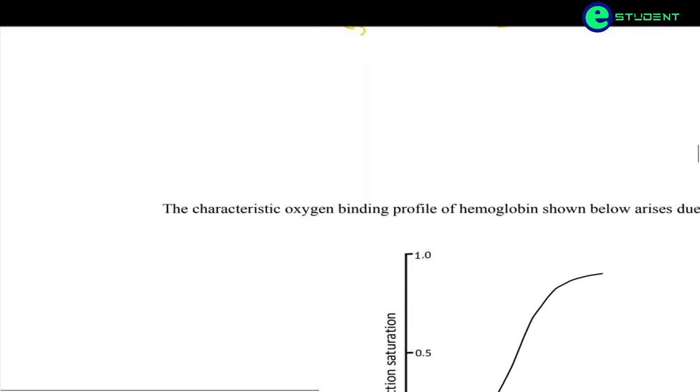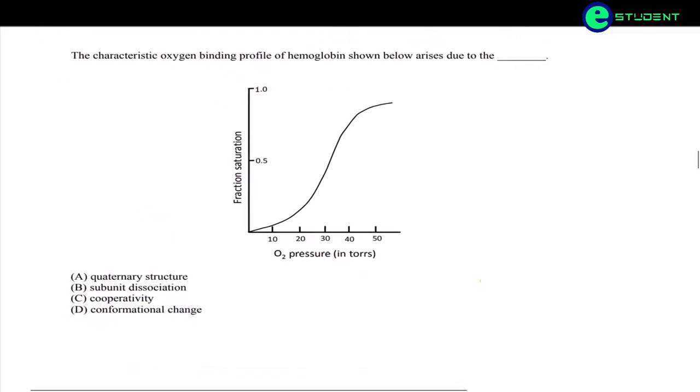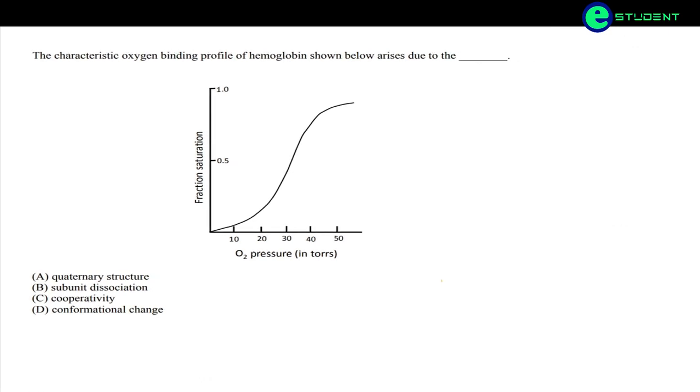Coming to the next question now. The characteristic oxygen binding profile of hemoglobin shown below arises due to the. First of all, we know that hemoglobin has a quaternary structure. It is made up of four heme groups, with alpha 1, alpha 2, beta 1 and beta 2 subunits. Each heme group has an iron, and this iron binds to the incoming oxygen.